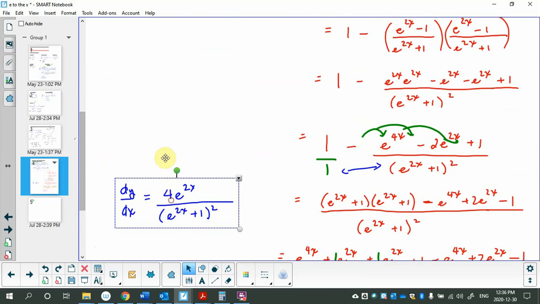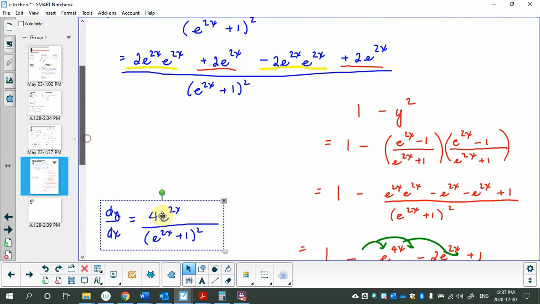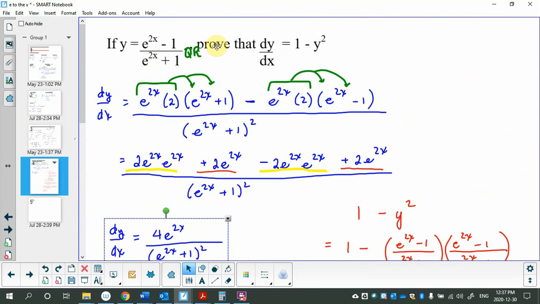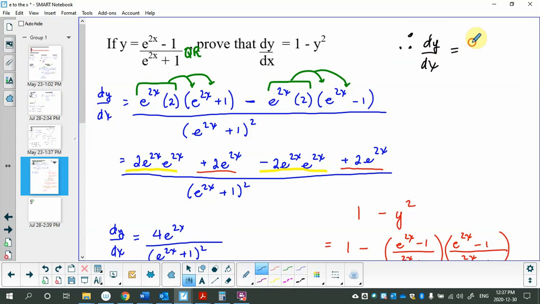So, what I can do now that it all worked out, and remember what I told you in advanced functions, when I say prove, it's going to work out. It's just a matter of you not making any typos. Now that we've got that, I can write a little therefore statement. It's not exactly left side equals right side, but I can write therefore dy by dx is equal to 1 minus y squared. Because it worked out.